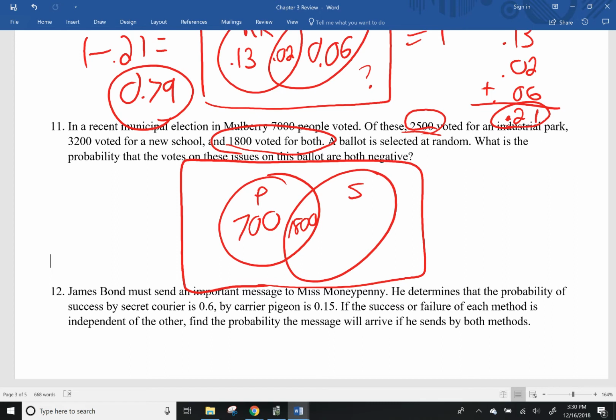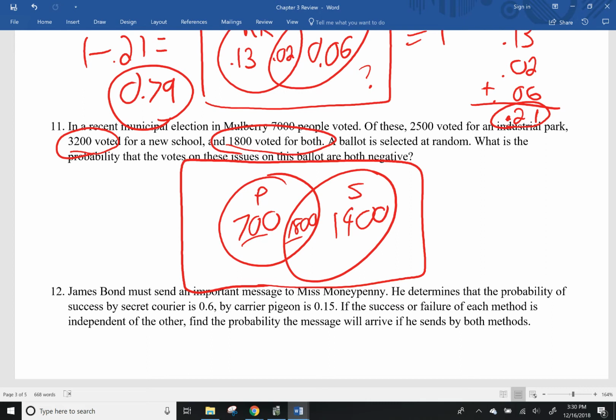So when you combine the park only folks with the park and school vote people, that is 2,500 people in total who checked yes on park in some way or another. So 3,200 voted for a school, but again, of that 3,200, we already know 1,800 of them voted for a park as well. So if I want to know just the people who voted for the school, I take the difference, 3,200 minus 1,800, which I believe is 1,400, is the total for people who simply voted for just school.